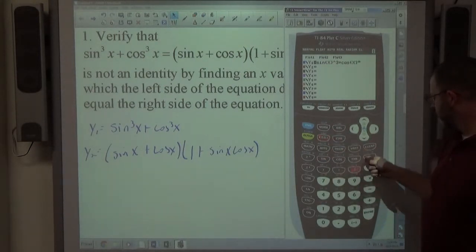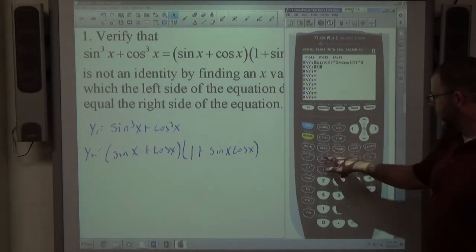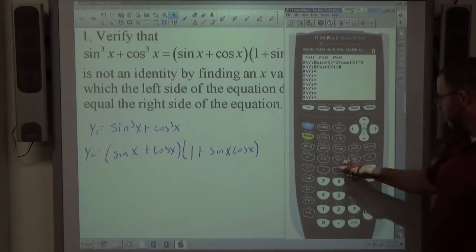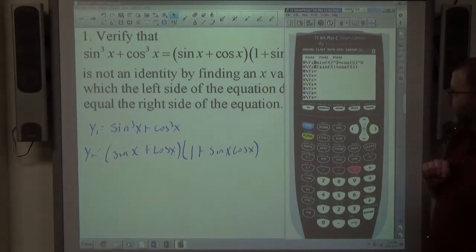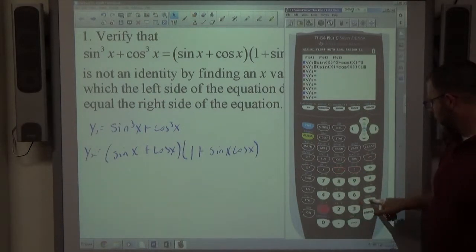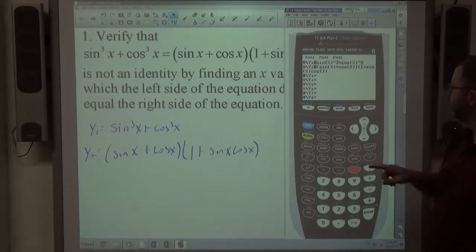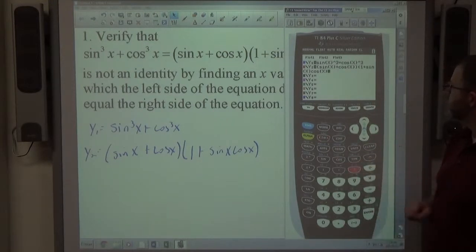So sine of x cubed is how we type in sine cubed of x plus cosine of x cubed. And on the bottom I'm going to do y2 parentheses sine x in parentheses for the sine, plus cosine of x in parentheses. That finishes the first expression in parentheses. And then times, and then 1 plus sine of x in parentheses, cosine of x in parentheses, in parentheses. So make sure it's all typed in correctly.